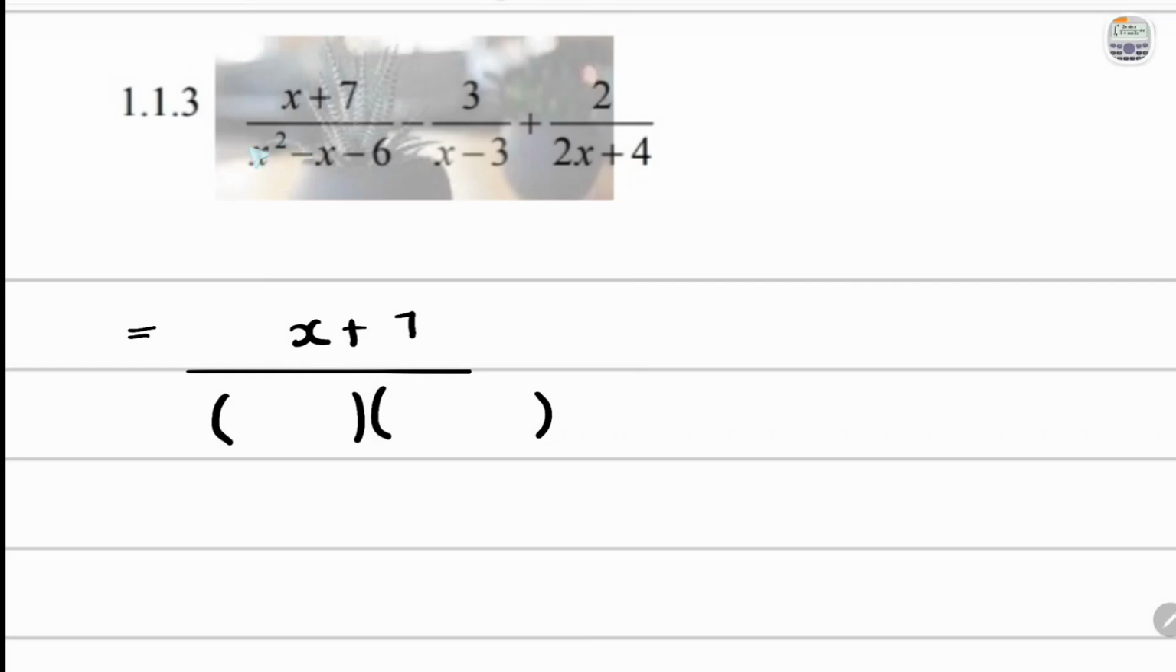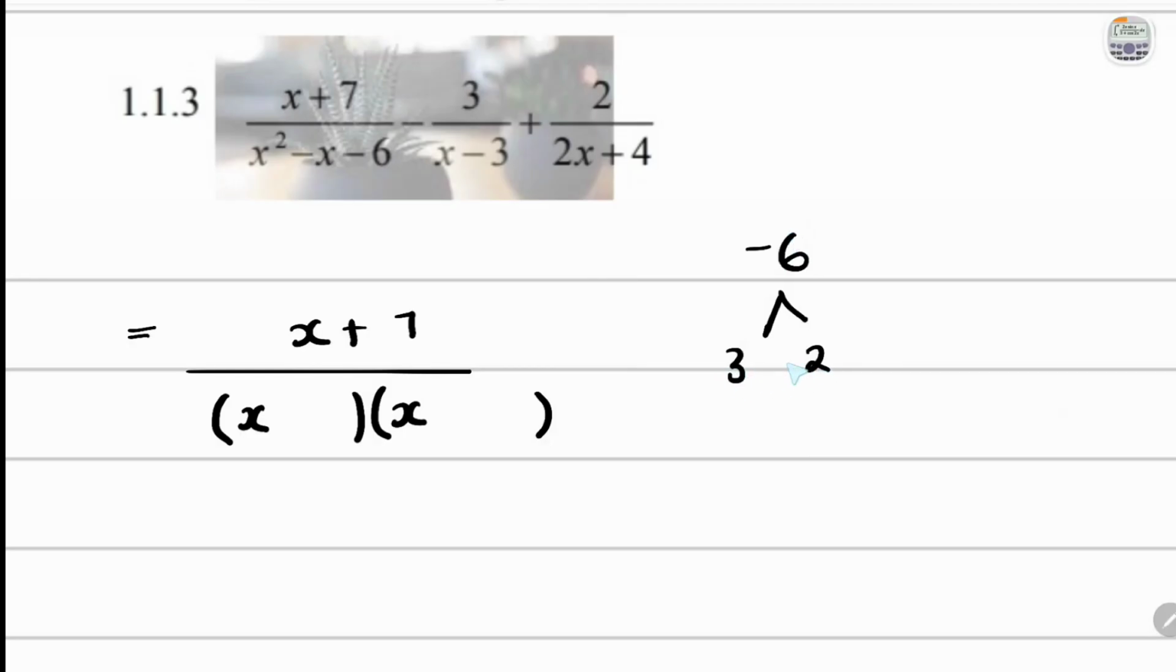And what times what gives you x squared? That is x multiplied by x. And then what times what gives you negative 6? That can give you a negative 1 in the middle, because that's the coefficient you have there. So factors of negative 6, you can say 3 and 2. But you can see that the 6 was negative, so one of them had to be negative, one had to be positive.